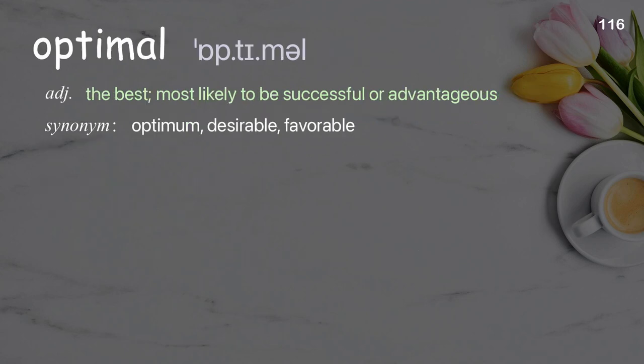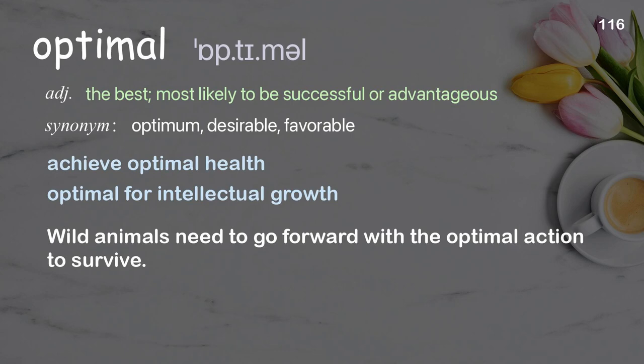Optimal. The best, most likely to be successful or advantageous. Examples. Achieve optimal health. Optimal for intellectual growth. Wild animals need to go forward with the optimal action to survive.